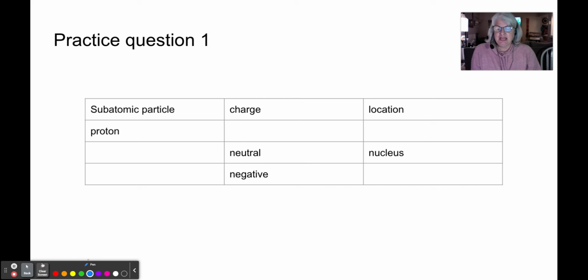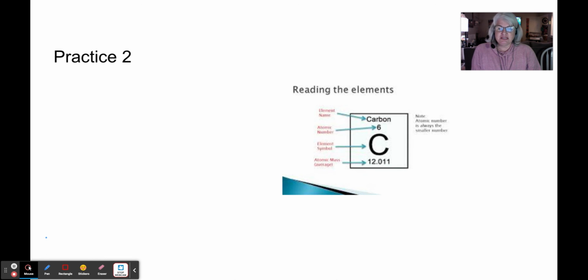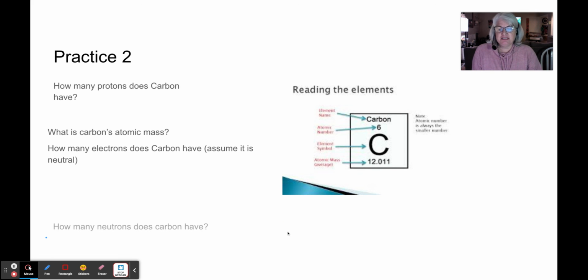Good job. And then if we go to the next slide, here's another practice question. So here is carbon off of the periodic table. So here are 4 questions I want you to answer. Let's see how you do. So pause the video, answer the questions, and then come on back.